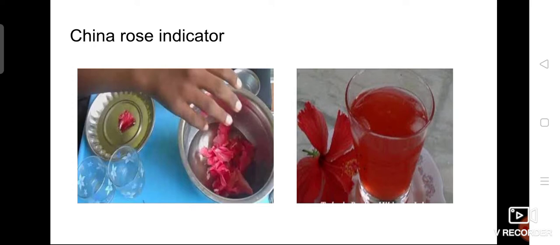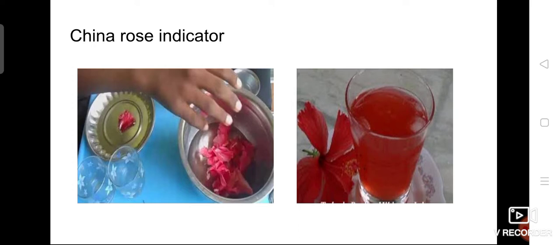Here the pictures are given. In the first picture, the petals are collected and kept in warm water. After some time, the colored solution we have obtained is given in this picture. Now the red color indicates that the solution is ready to act as an indicator. This is the way to prepare China rose indicator, otherwise called hibiscus indicator. It's very easy. So the China rose indicator is ready.